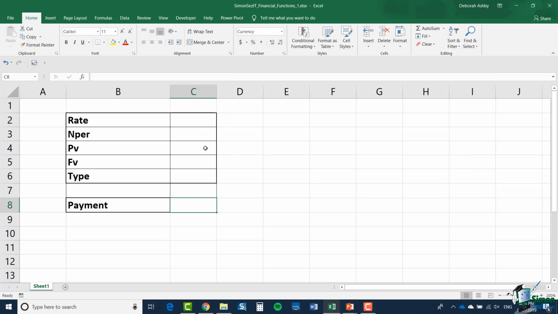Let's suppose we want to borrow $5,000, and I'm going to pay that loan off, so the future value will be 0. And I'm going to make the payments at the start of each period. The payments are going to be monthly payments over the course of 5 years, so there will be 60 payments, and with a 5% annual interest rate. Let's now work out what the payments are.